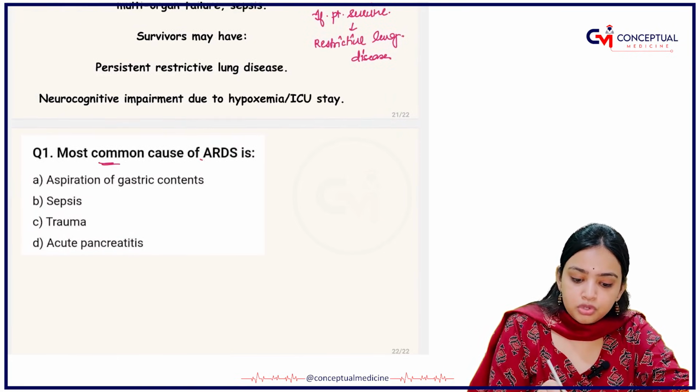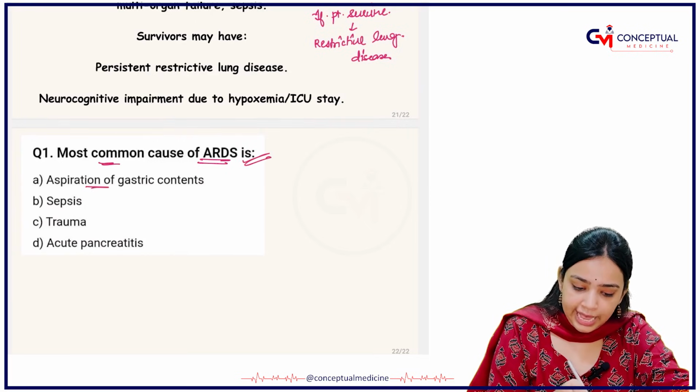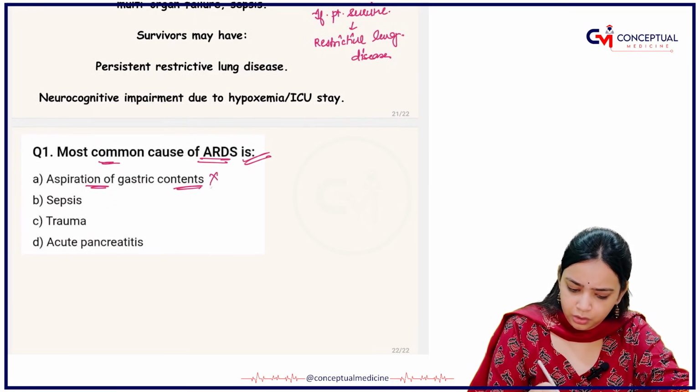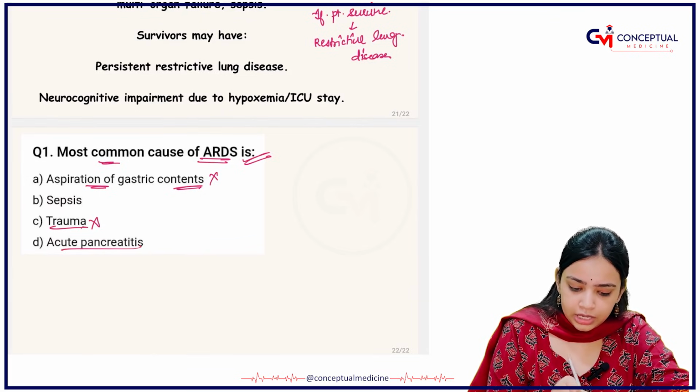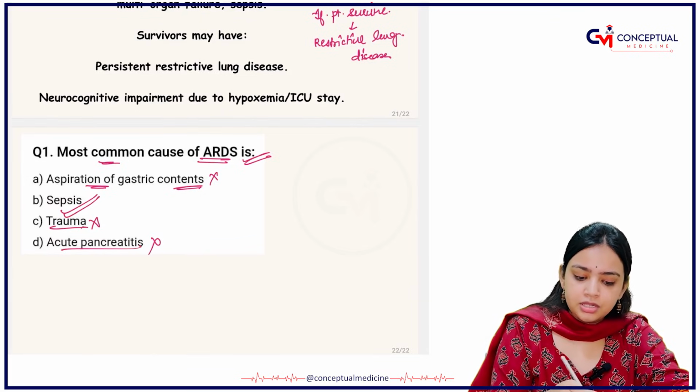The question says, what is the most common cause of ARDS? Is it the aspiration of gastric content? No. Is it trauma? No. Is it acute pancreatitis? No. So the answer is sepsis.